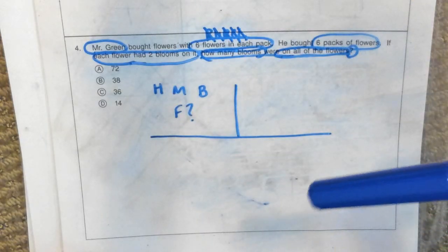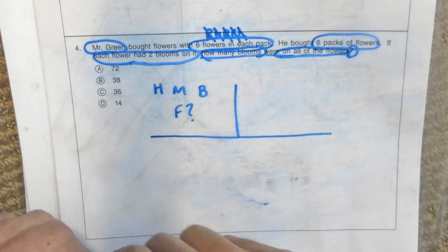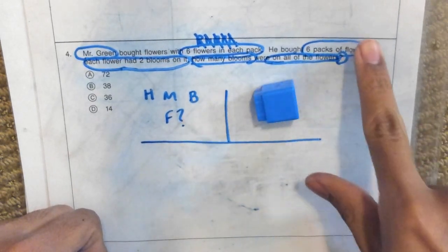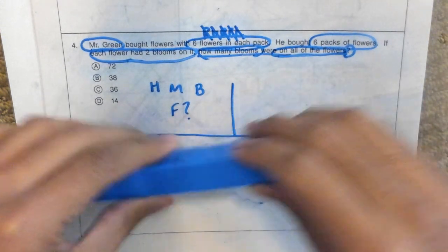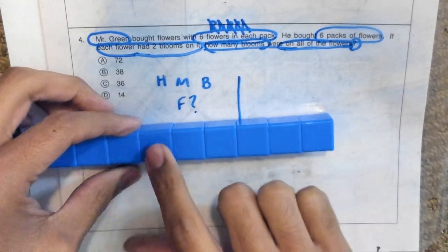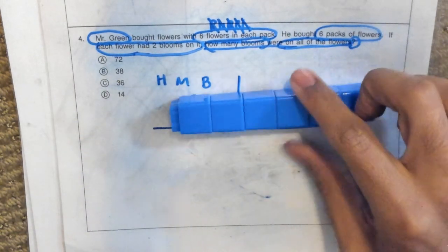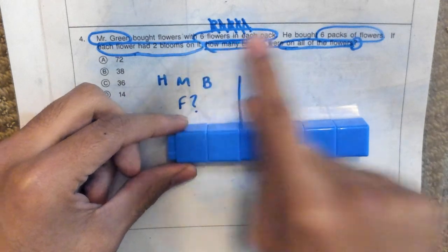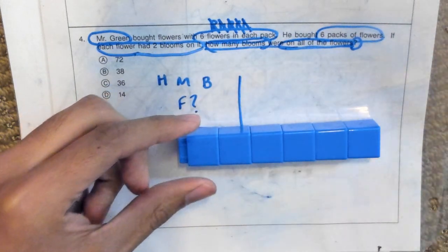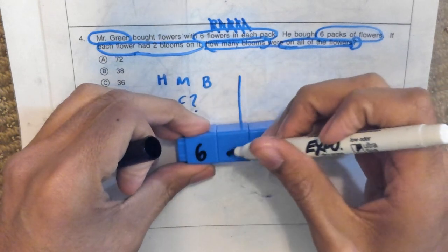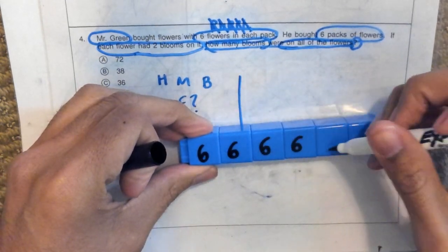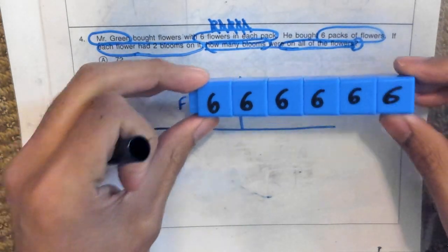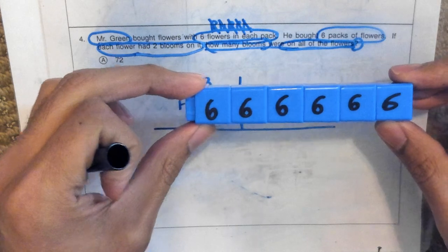We can think about that by using Unifix cubes. So let's pretend that this is a pack of flowers. He didn't just buy 1, he bought 6. So let me count 6. 1, 2, 3, 4, 5, 6. So these are his 6 packs of flowers, and inside of each pack, he had 6 flowers in each. So let me go ahead and write 6 in each of my groups. So what I just did with the Unifix cubes is exactly what our strip diagram is going to look like.